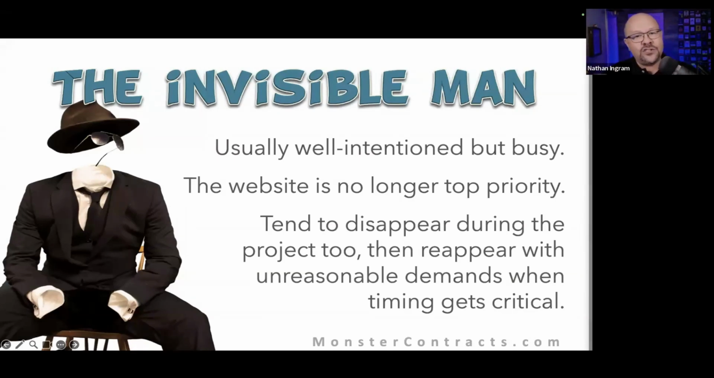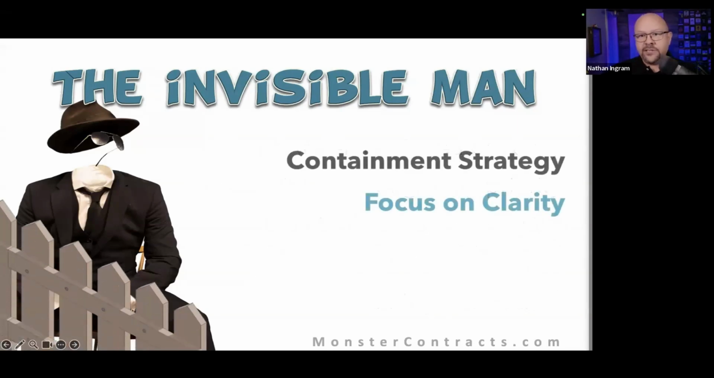And I used to get so angry at these clients. Why are they doing this to me? And the answer was because I was letting them do it to me. We have to recognize these folks and have some processes in place. Oftentimes, this is language in a contract that protects us from this sort of situation. So, the containment strategy and the fence that works really well with the invisible man is the clarity focus.